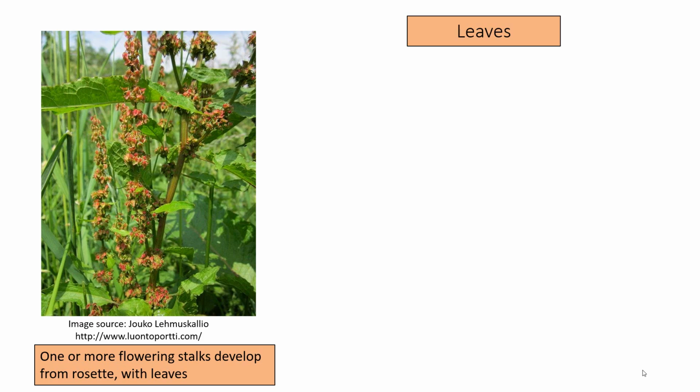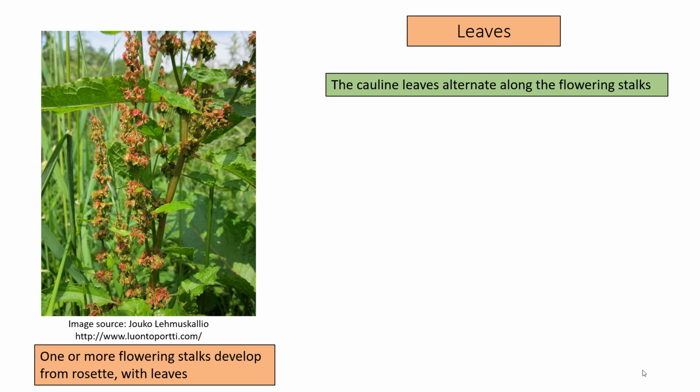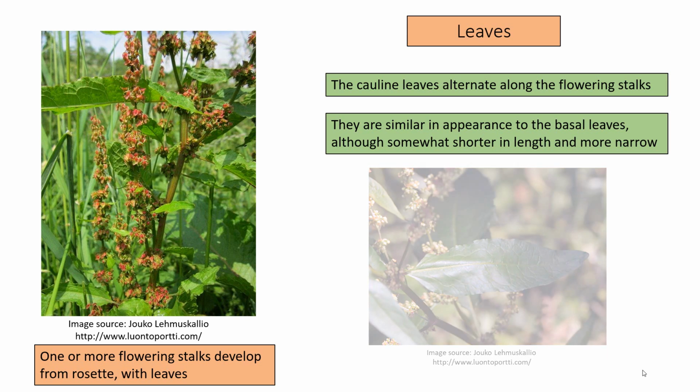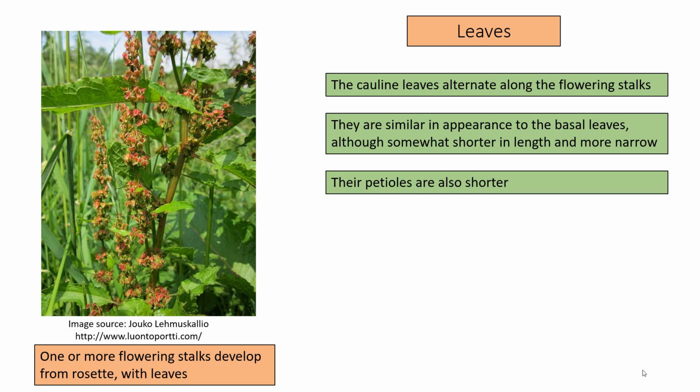One or more flowering stalks develop from the rosette with leaves. These cauline leaves alternate along the flowering stalks. They are similar in appearance to the basal leaves, although somewhat shorter in length and more narrow. Their petioles are also shorter.